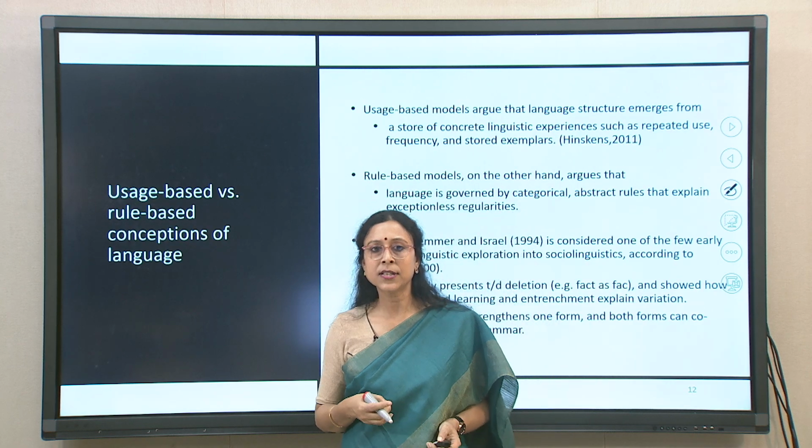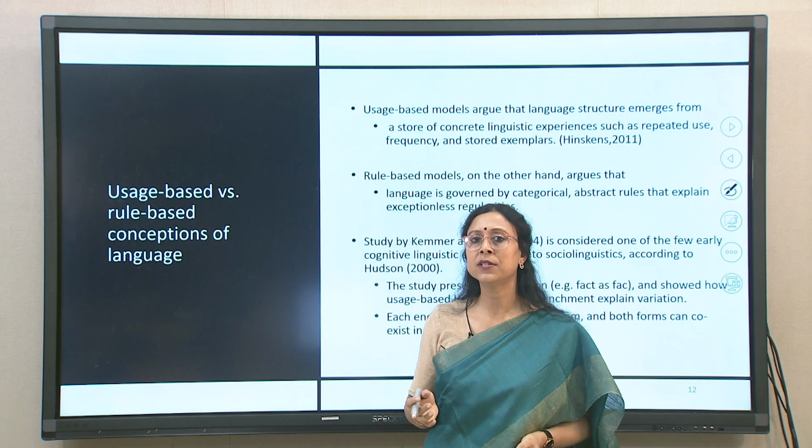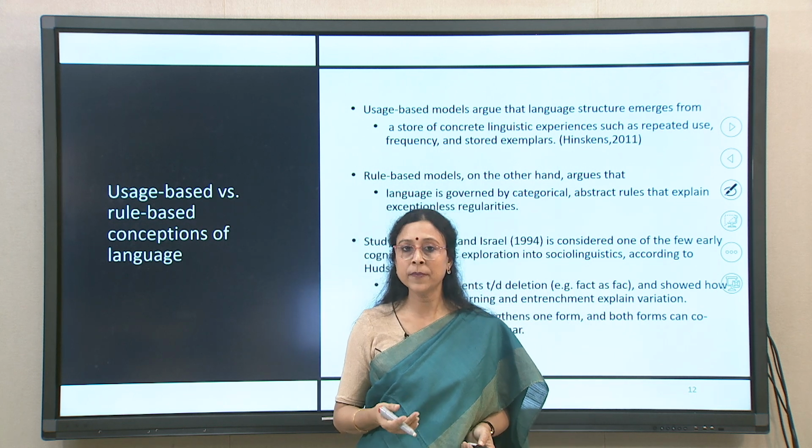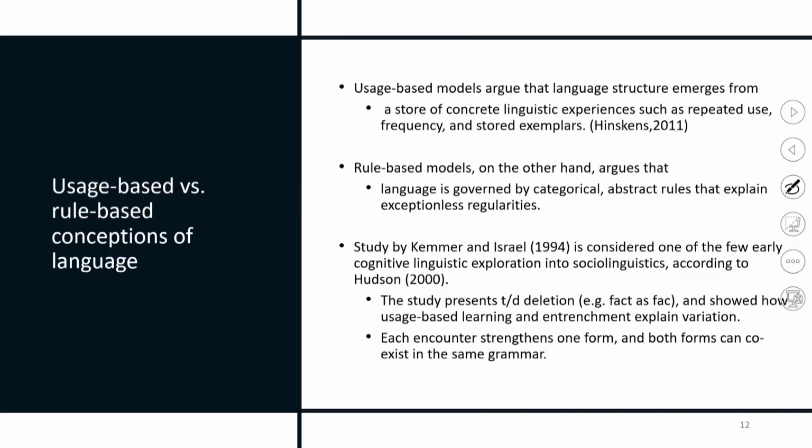So, these are primarily the three important parameters that were the background for creating this. Now, since we are discussing the dichotomies of various types, let us also look at usage based versus rule based conceptions of language. Since the entire theory of cognitive sociolinguistics is based on variation which is dependent on the speakers, that is why we are looking at the rule versus usage dichotomy.